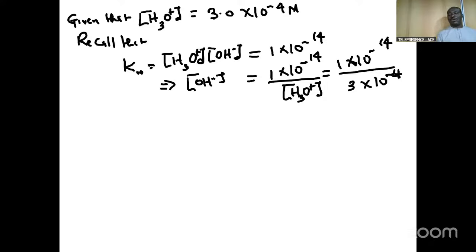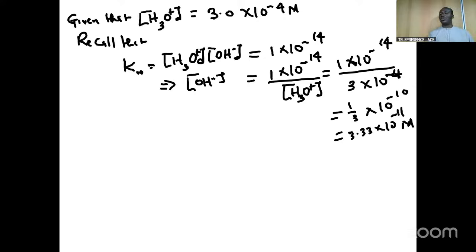It's not everything you have to use a calculator for. You've got to be smart, okay? Without wasting time, you will know that this is exactly equal to 1 over 3 times 10 raised to power minus 10. 1 over 3 is 0.333. And so this simply becomes 3.33 times 10 to the power of minus 11 molar. So that will be the hydroxide ion concentration.